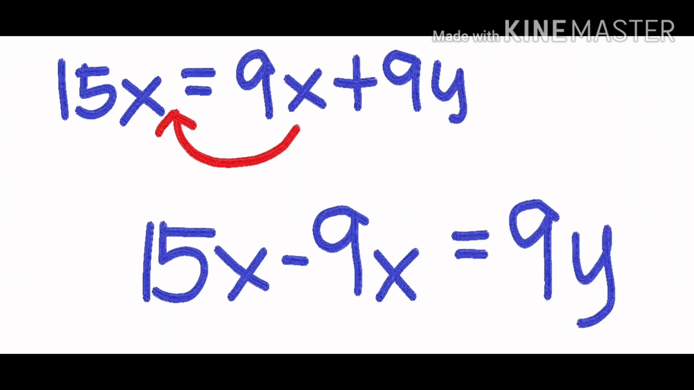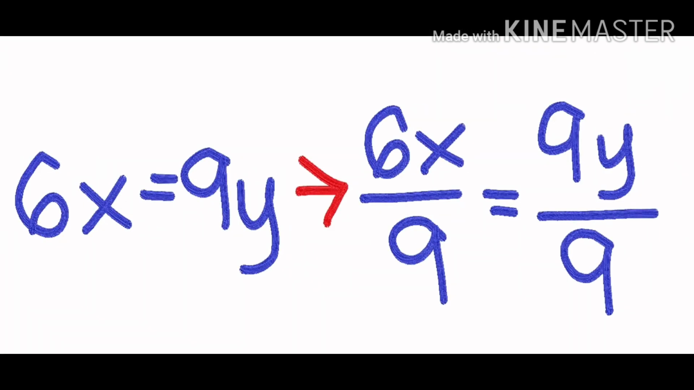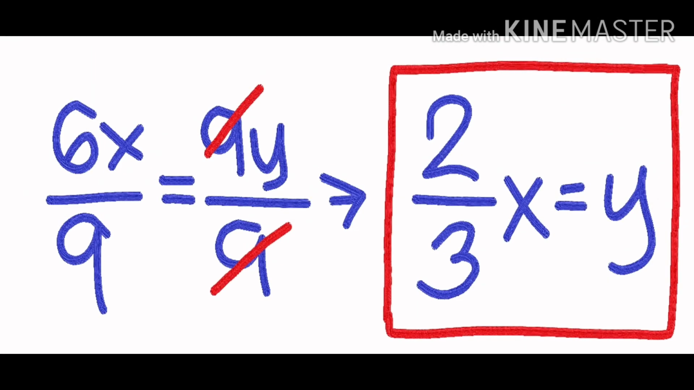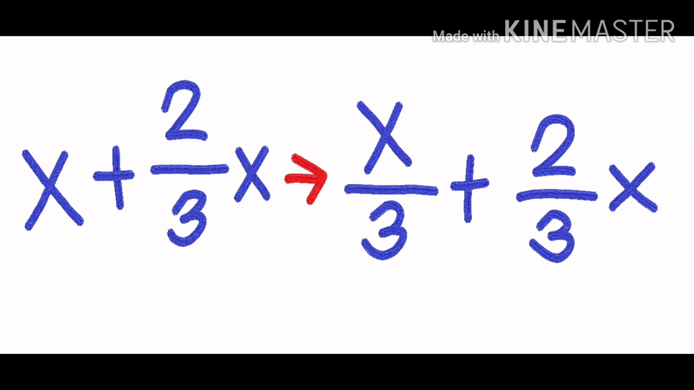Take the 9x and move it after the 15x, and it will be 15x minus 9x equals 9y. And we need to put 9 under the 9y and 6x for us to be able to cancel the 9 in our numerator. And it will be 6x over 9 equals y. And we need to simplify the 6x over 9. And the answer will be 2 over 3 x equals y. The shadow is x plus 2 over 3 x equals 5 over 3 x.